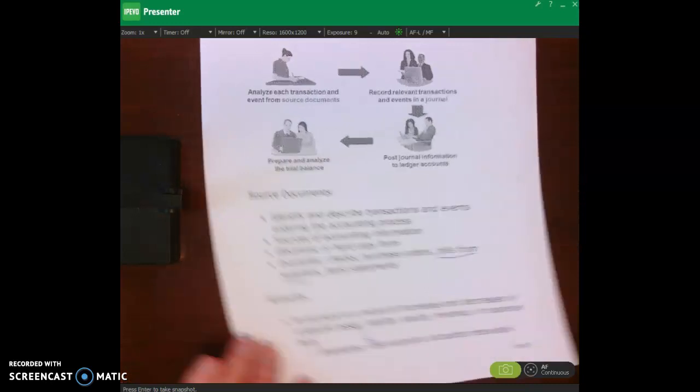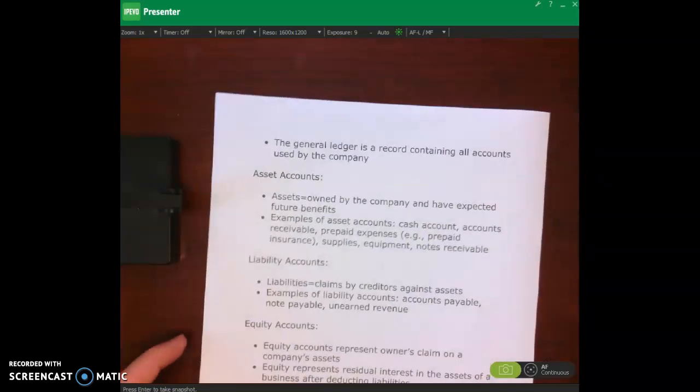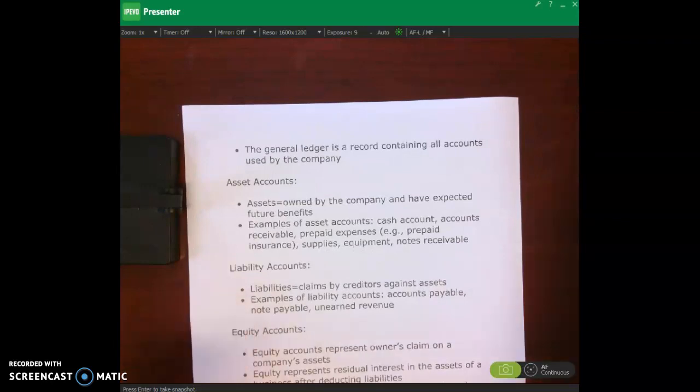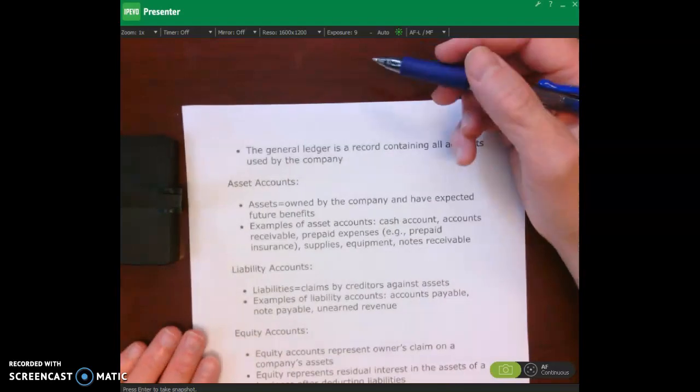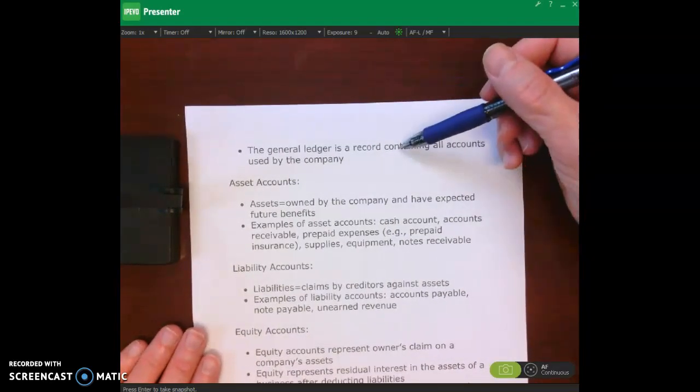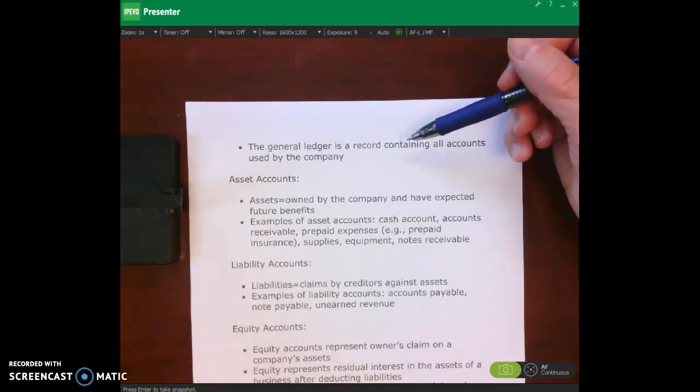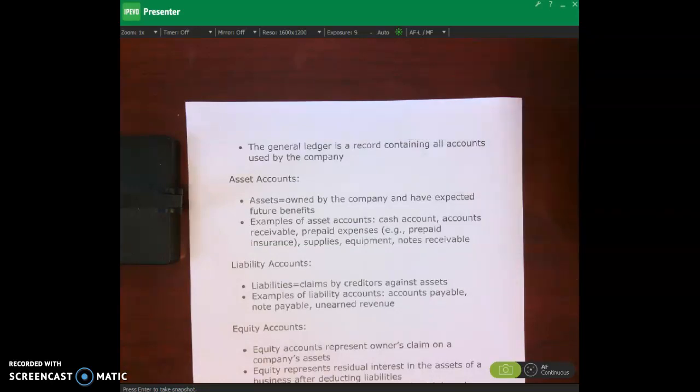All right? So when we look over here and we define the general ledger, which is right over here, post journal information to ledger accounts. What do I mean by the general ledger? It's a record containing all the accounts used by the company. So the cash account, accounts receivable, accounts payable, unearned revenue, prepaid expenses, equipment, machinery, buildings, land, owner's capital. Those are all examples of accounts. The general ledger is all of those accounts and then their respective balances.